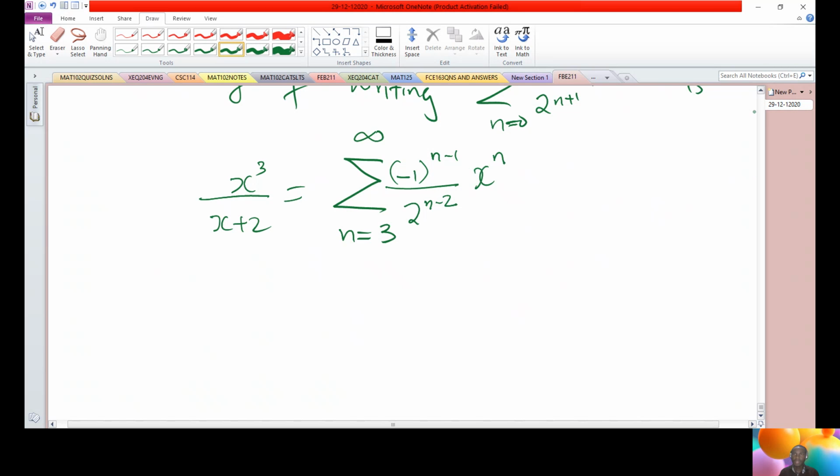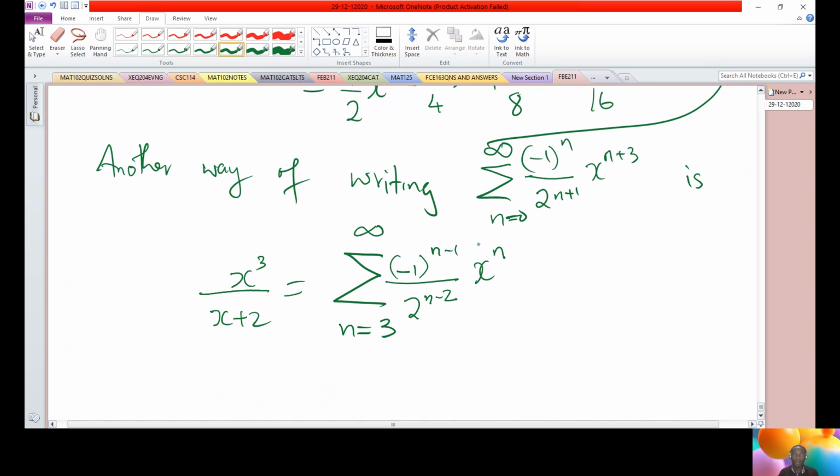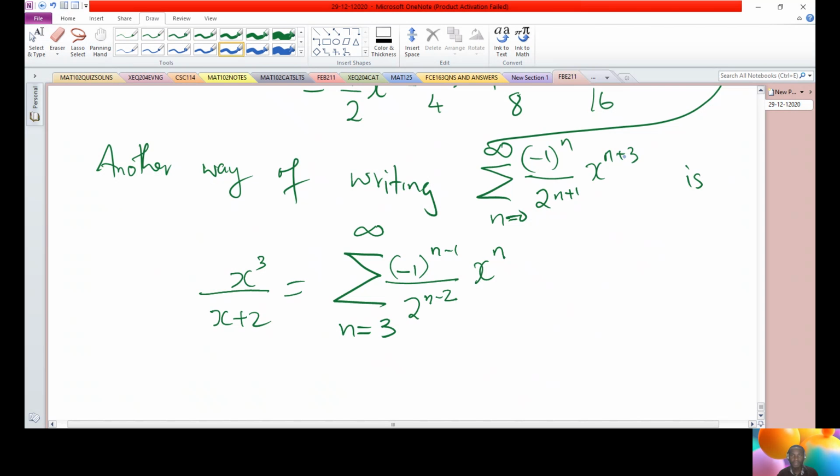Now this is how we are getting this. We want the power of the x variable to just be n. So remember, this n is just a dummy variable. Dummy means that it can be taken by any variable. So you fix this one, n plus 3, say, is a value k. So it means that n is equal to k minus 3.